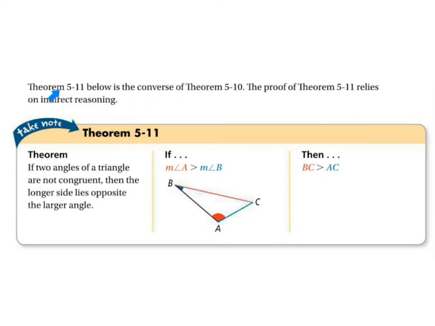Okay, now the proof of this relies on indirect reasoning, and that was actually a section of the book that we skipped for the sake of time. So I won't go into the proof of this, but basically what it says here is if two angles are not congruent, then the longer side lies opposite the larger angle. That's kind of like the converse of the last thing we just talked about. So if you know that one angle is bigger than the other angle, measure of angle A is bigger, then its opposite side will be bigger, right? Pretty clear and intuitive.